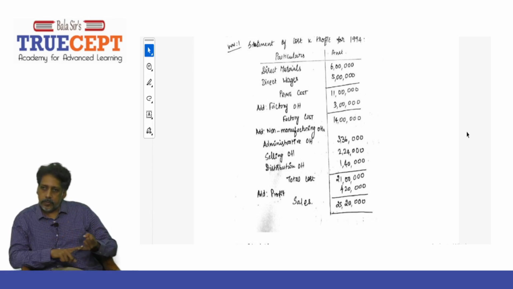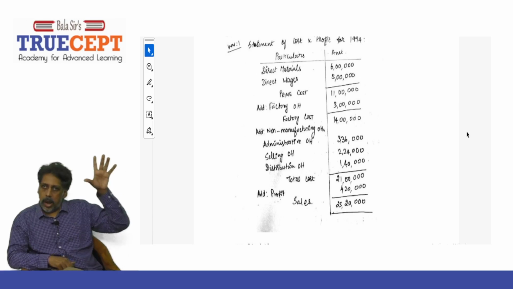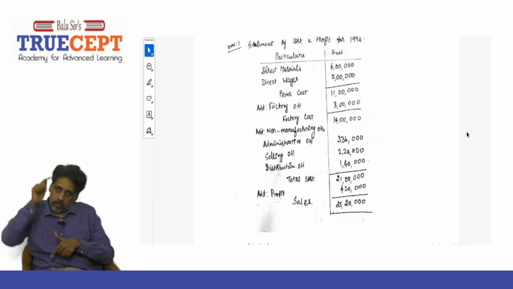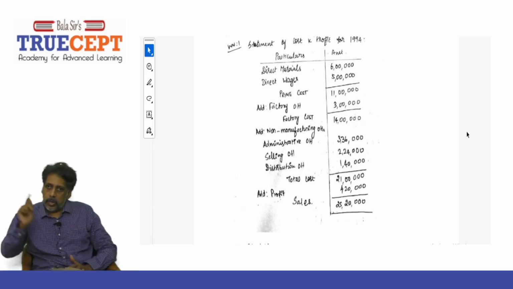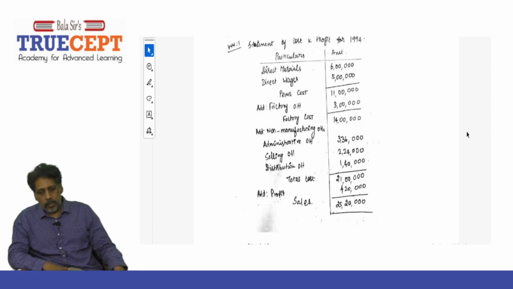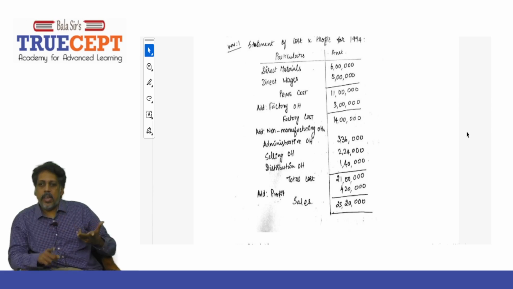Next, selling overhead 2,24,000. Next, distribution overhead 1,40,000. Add up all the three numbers to the factory cost. What is the total you get? We get 21 lakh. That is your total cost. Now, after getting the total cost, to this add profit. The profit you made in the year 1994, how much is given? 4,20,000.